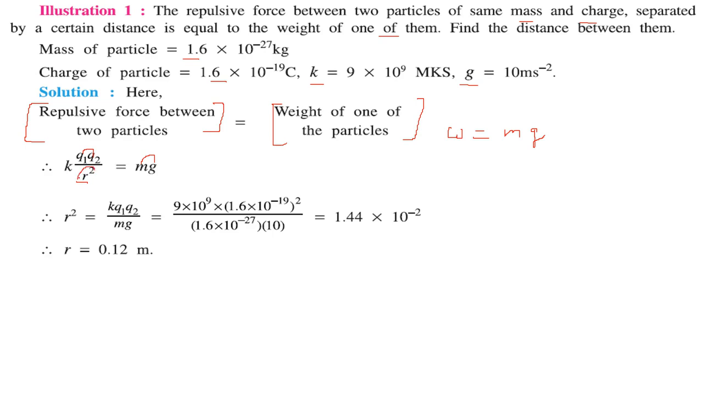Take r on one side, others on other side, and since they have same mass and same charge, you just have to put this k, which is given, q1 q2 is given, m is given, g is given. g we are taking as 10 meter per second square, and r can be found out by taking the square root of this number. So r is 0.12 meter.